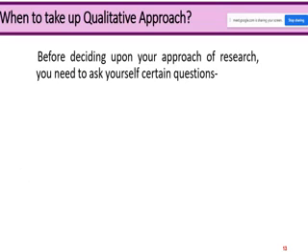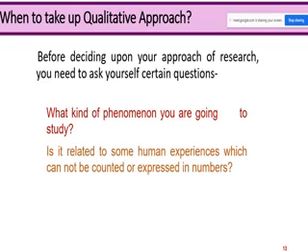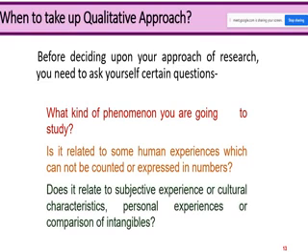Now let us go to when to take up the qualitative approach. Before deciding upon your approach of research, you need to ask yourself certain questions like what kind of phenomenon are you going to study? It is related to human experience, which cannot be counted or expressed in terms of numbers. Does it relate to subjective experience or cultural characteristics, personal experience or comparison of things which are intangible in nature? Intangible means which cannot be quantified, which cannot be measured.